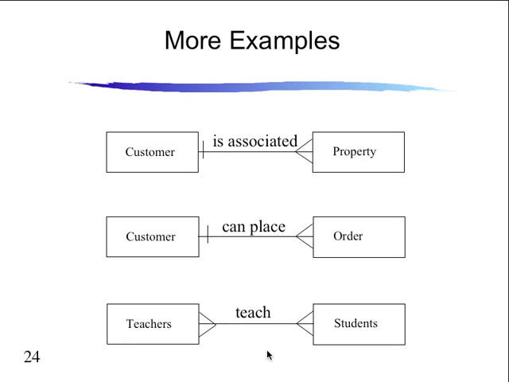And here's some more examples. And this is actually kind of showing you different types of relationships. In this particular case, where we have a customer that is associated with property. And we have a customer that can place an order. We have teachers that teach students. So we have different types of those relationships that are all represented the same way.